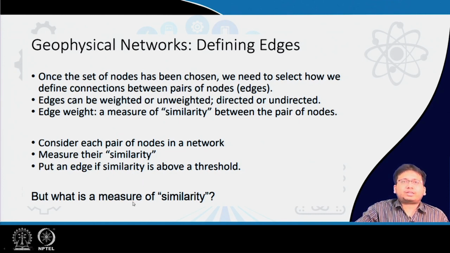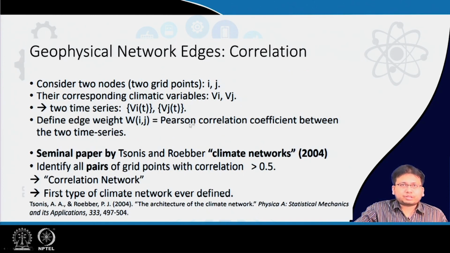But the question is, what is a measure of similarity? So, one possibility is correlation. Consider two nodes which may be two grid points i and j, and their corresponding climatic variables are Vi and Vj. So, we get two time series which are denoted like this, Vi of t and Vj of t. As you can see, they are expressed as time series. Now, we define the edge weight between the corresponding grid points i and j. Let us denote the edge weight by W.